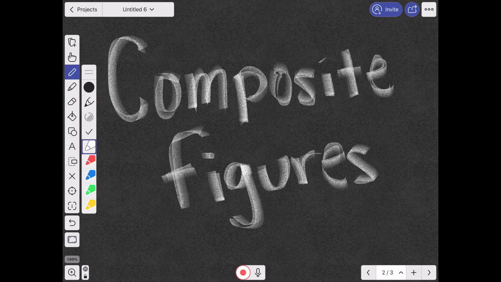But we're gonna work on something called composite figures today. So composite figures are basically a figure that's made up of a bunch of different plane figures. So if you look at any object in your house that's not a basic rectangle, square, or circle, that could be classified as a composite figure.